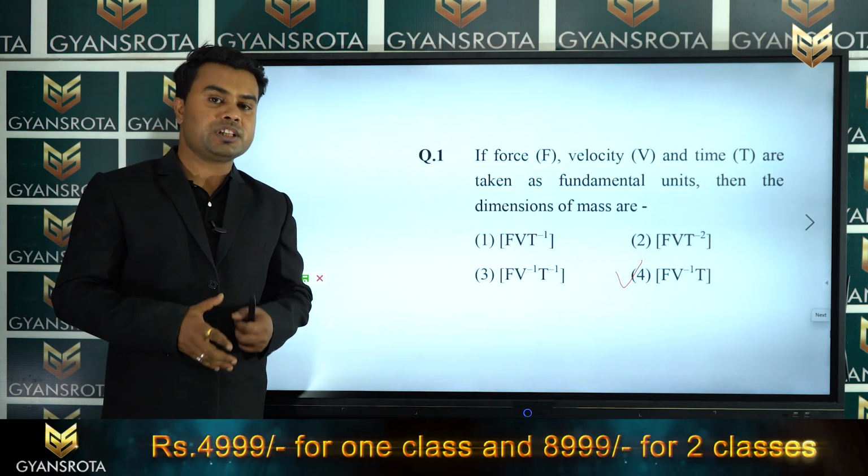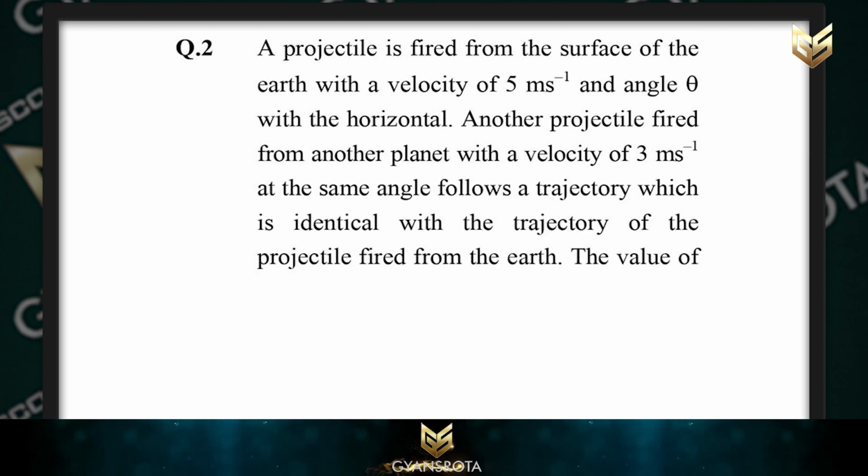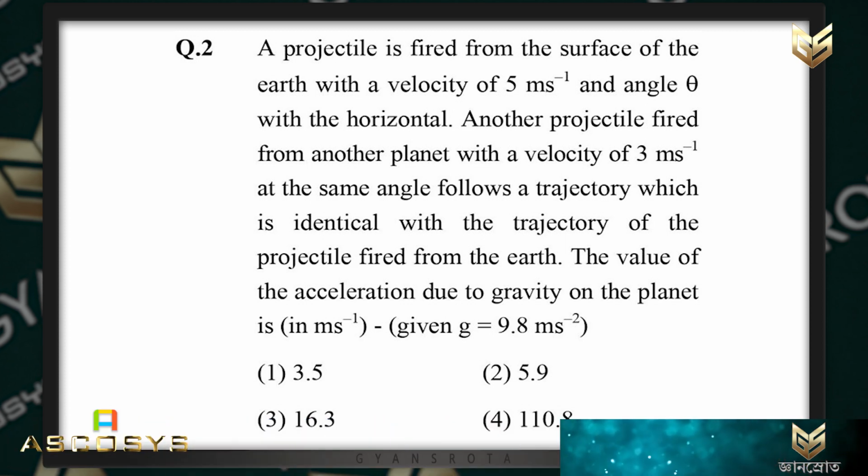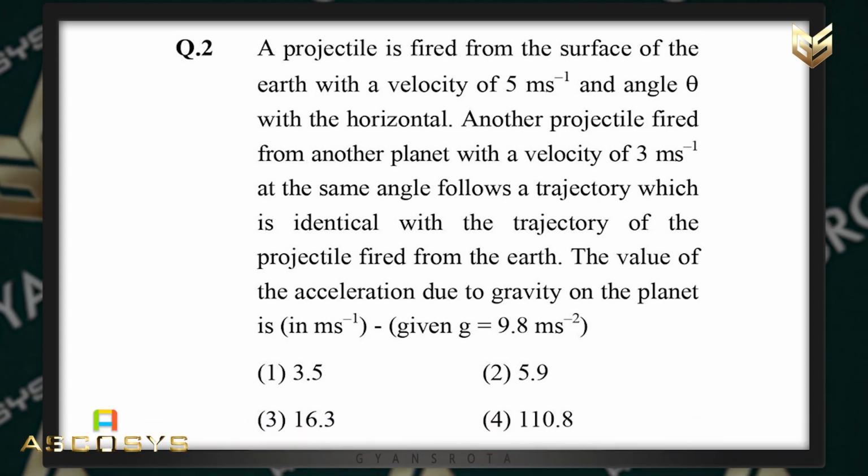Now let us move to the next question, that is question number 2. A projectile is fired from the surface of the earth with a velocity of 5 meter per second and angle theta with the horizontal. Another projectile fired from another planet, now it is not earth, with a velocity of 3 meter per second at the same angle follows a trajectory which is identical with the trajectory of the projectile fired from the earth. The value of acceleration due to gravity on the planet is, okay, given the acceleration due to gravity for the earth's surface is 9.8 meter per second square.